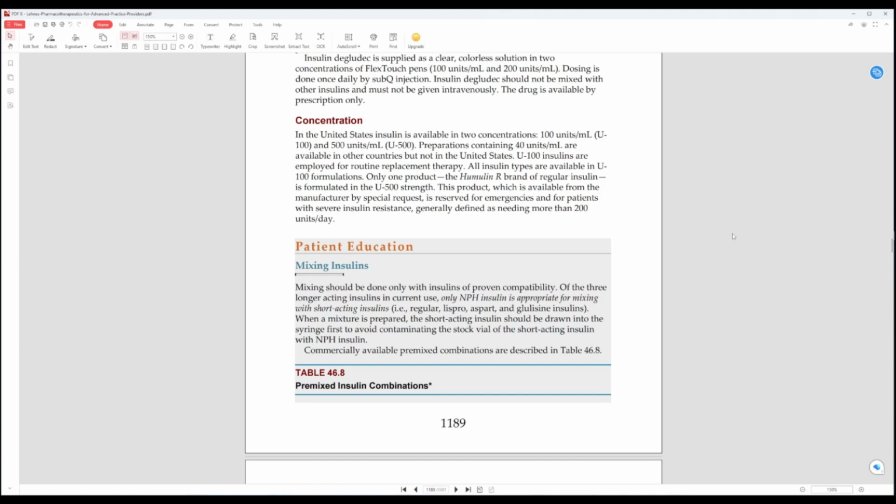And it can be employed for routine replacement therapy. All insulin types are available in U100 formulations. Only one product, the Humulin R brand of regular insulin, is formulated in the U500 strength. This product, which is available from the manufacturer by special request, is reserved for emergencies and for patients, again, with severe insulin resistance, generally defined as needing more than 200 units per day.